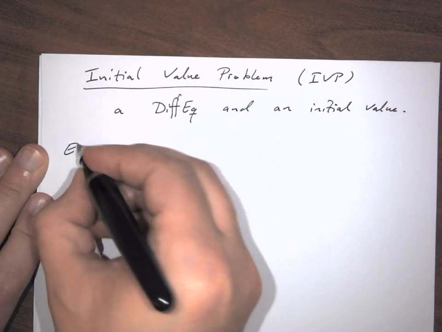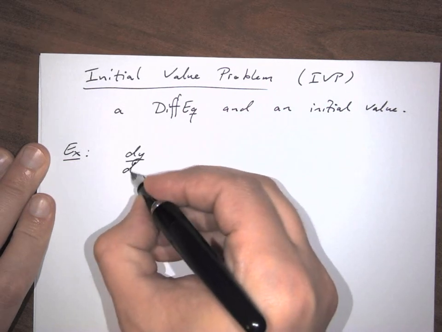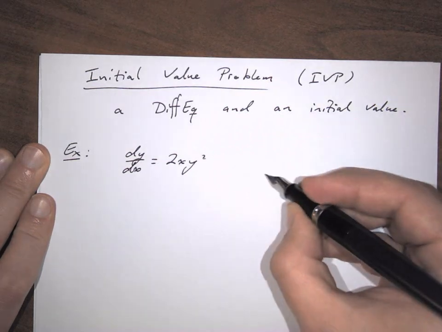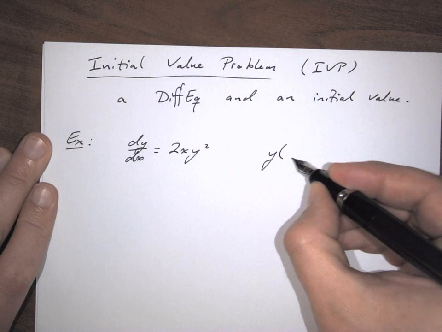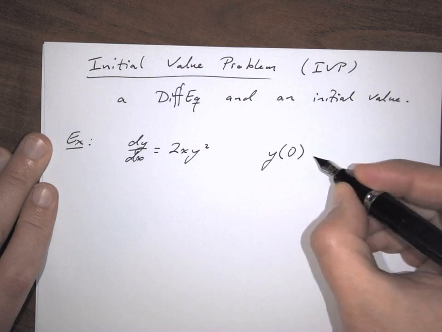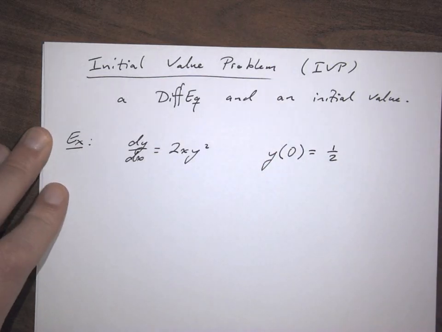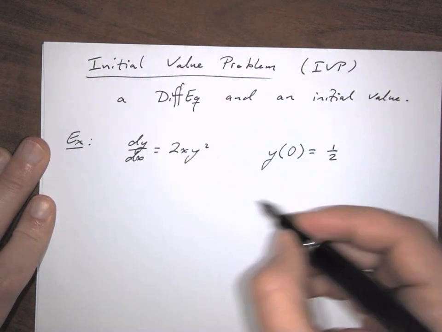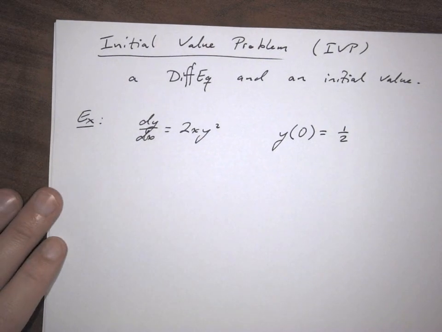So, as an example, let's take, once again, our old friend dy/dx equals 2xy squared, and we will specifically stipulate that we are looking for the solution where y of 0, in other words, plug in 0 for x, and y should equal 1/2. So what this means is that once we have the family of solutions, we're going to use this to find the value of c that makes this work.